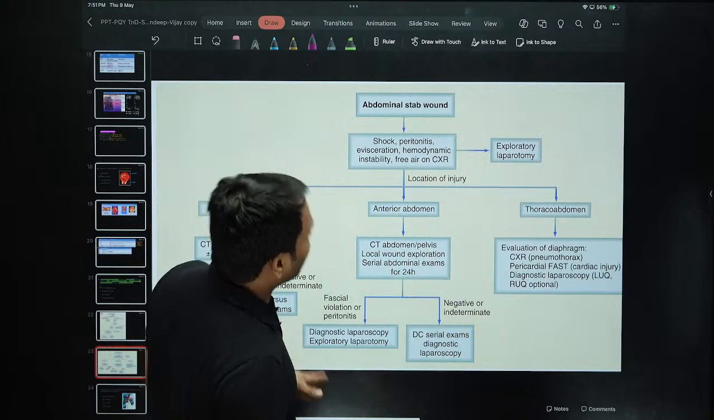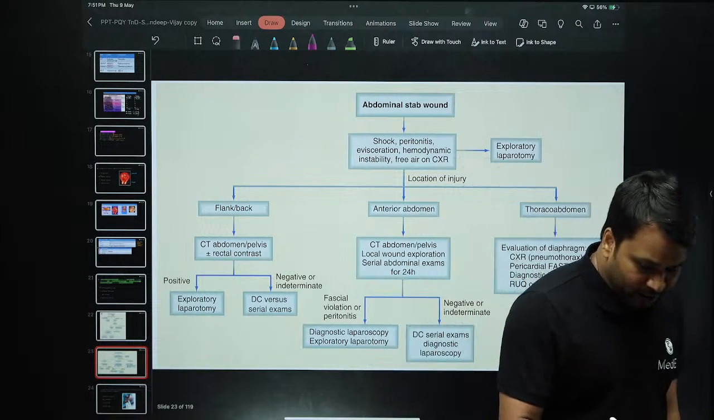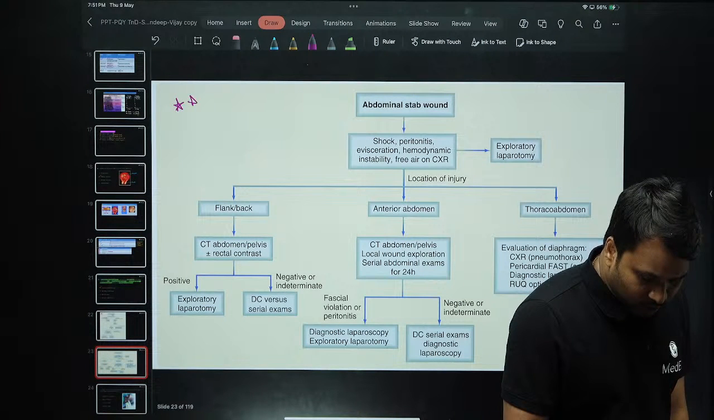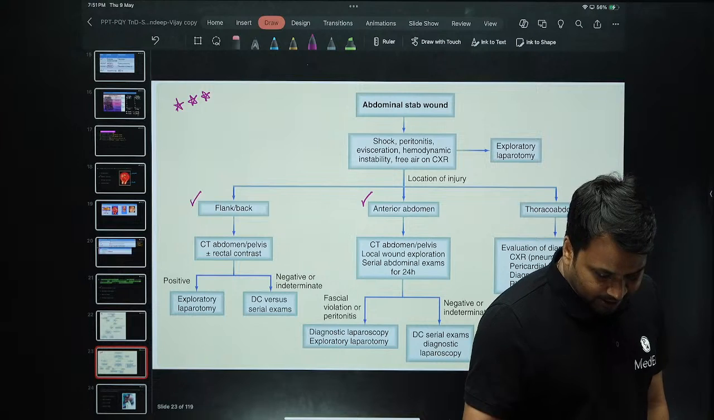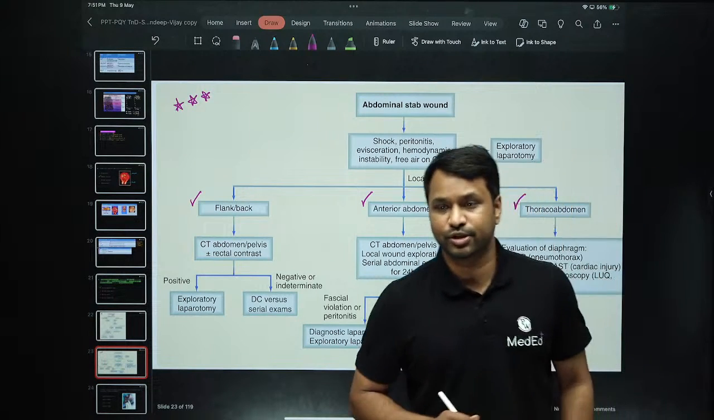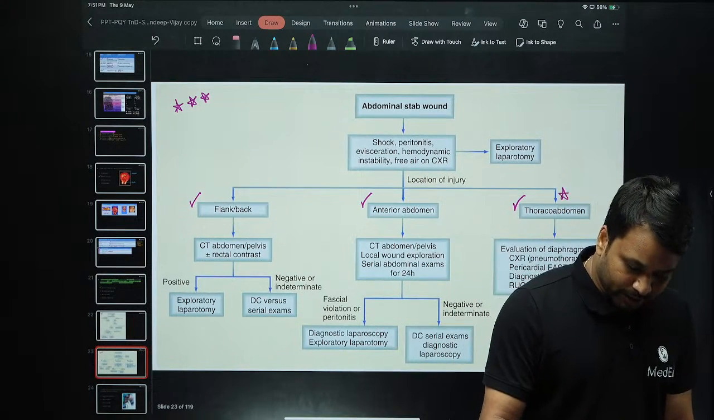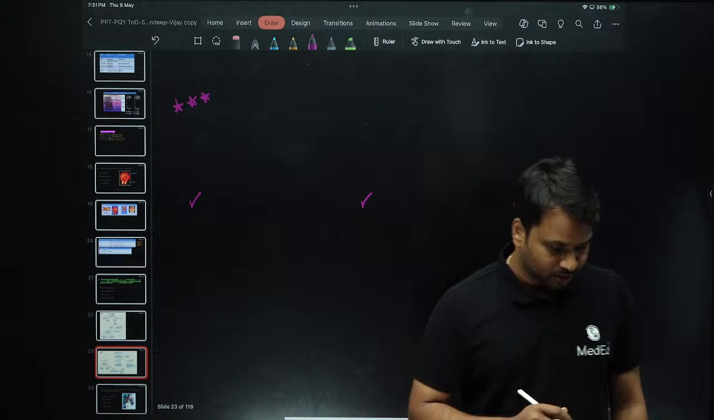Now this chart is also very, very important. You cannot afford to miss it. The most important thing is to look for the injured side: flank, anterior abdomen, or thoraco-abdominal region. The most tricky one will be the thoraco-abdomen, so do pay a bit of attention to it. Clear?